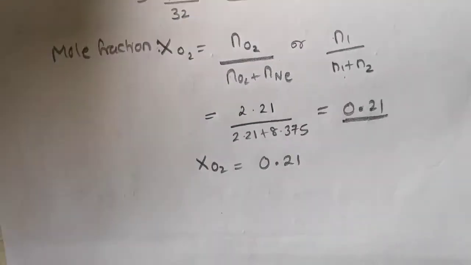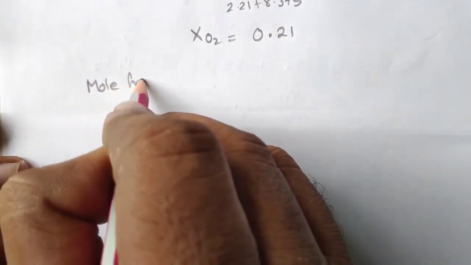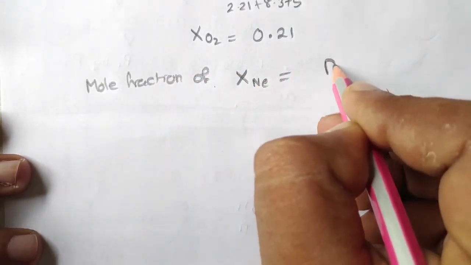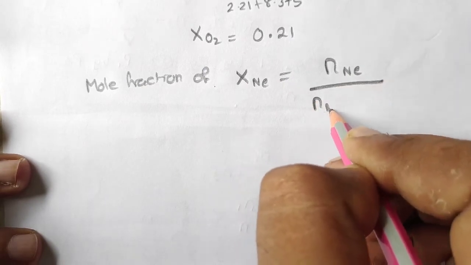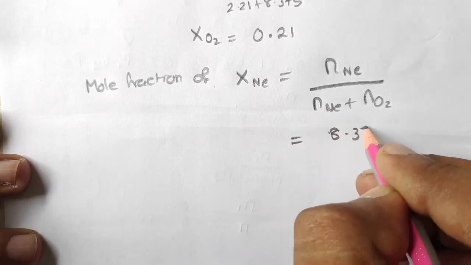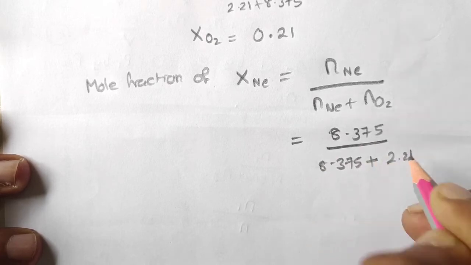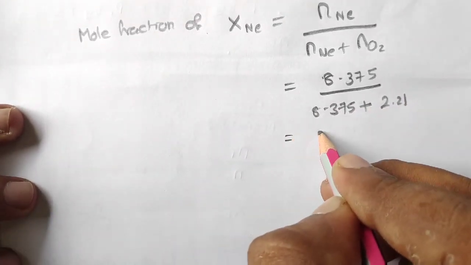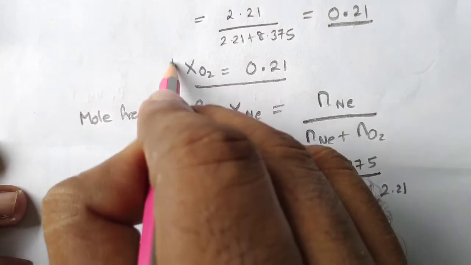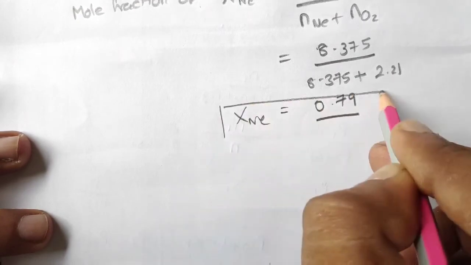Now we will find the mole fraction of neon. The mole fraction of neon, that is XNe, is equal to moles of neon upon moles of neon plus moles of O2. So that is 8.375 upon 8.375 plus 2.21. If you calculate, it will be equal to 0.79. Okay. So this is the mole fraction of oxygen, and this is the mole fraction of neon.